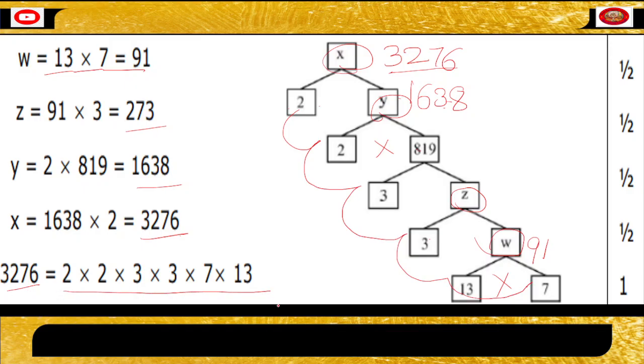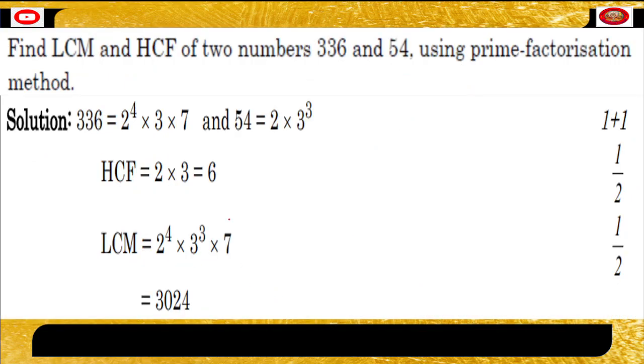Understand, students? The next question. Find the LCM and HCF of 336 and 54 using the prime factorization method.